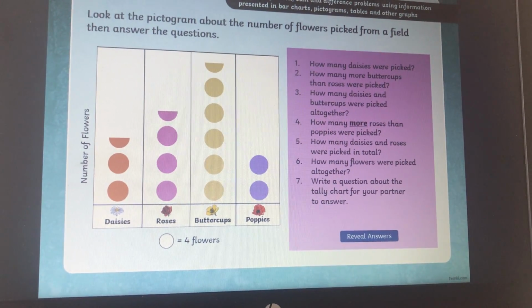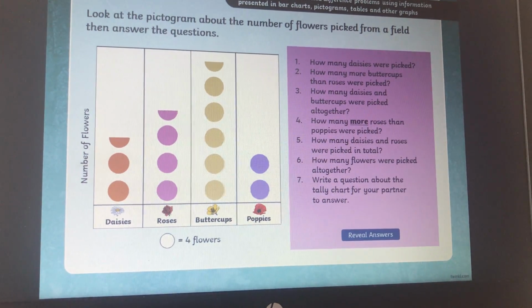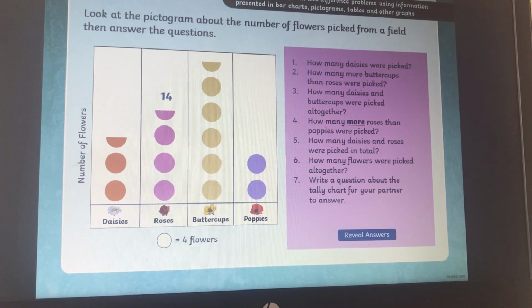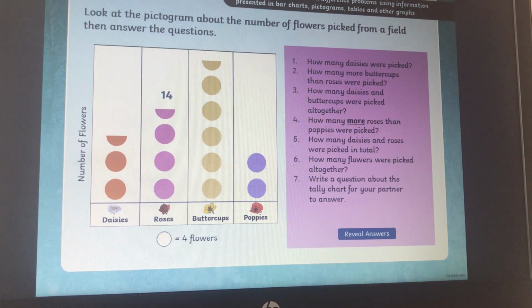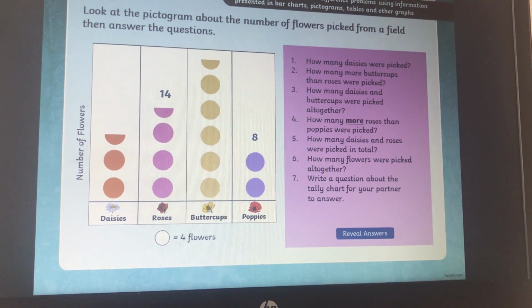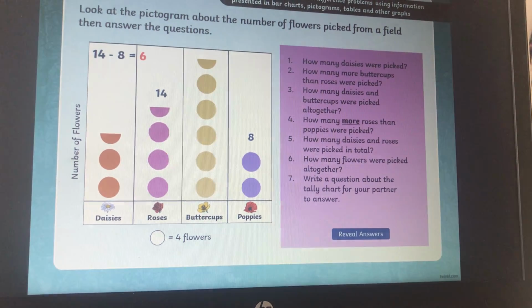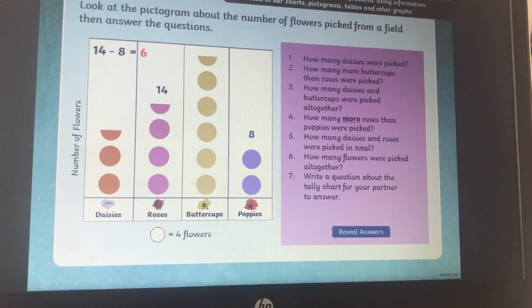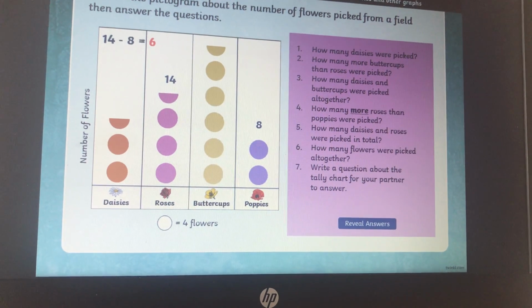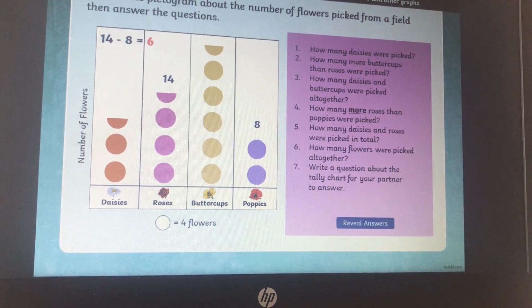Question number 4. How many more roses than poppies were picked? 14 roses, 8 poppies. Again, a simple subtraction. 14 take 8 equals 6. 6 more roses were picked than poppies.